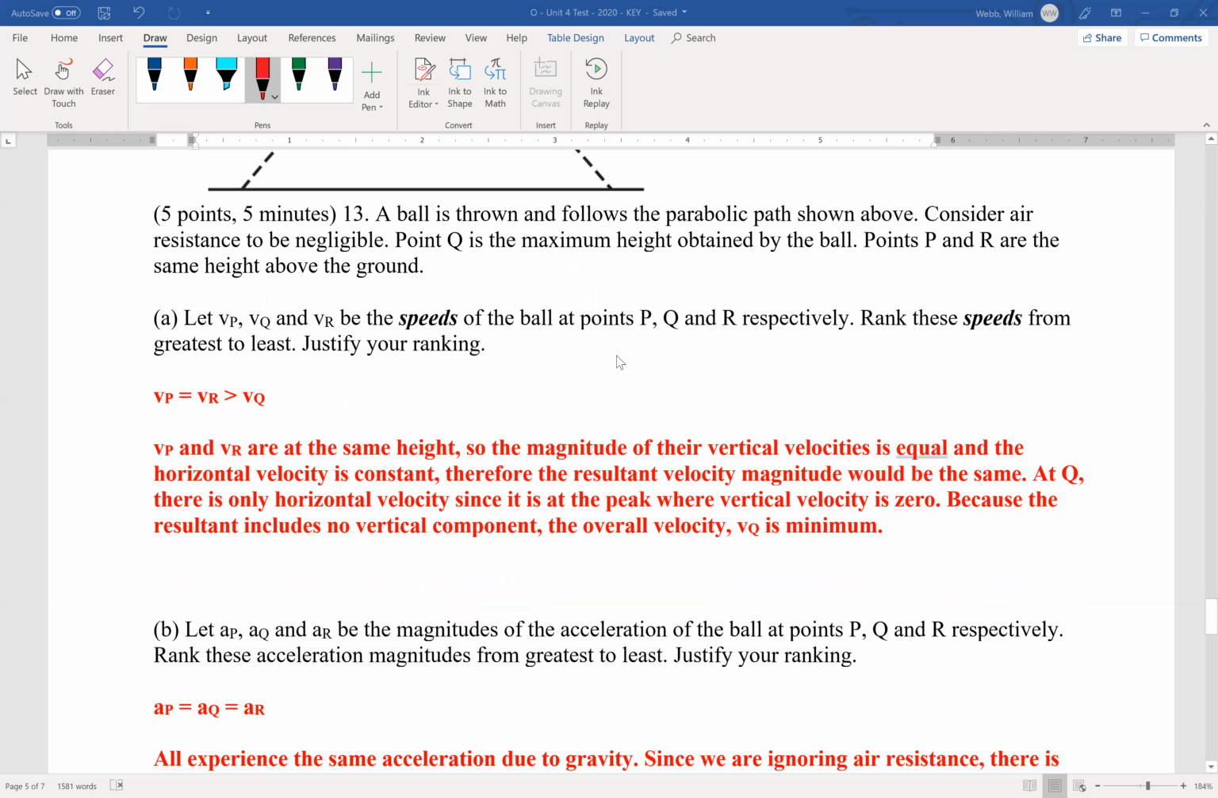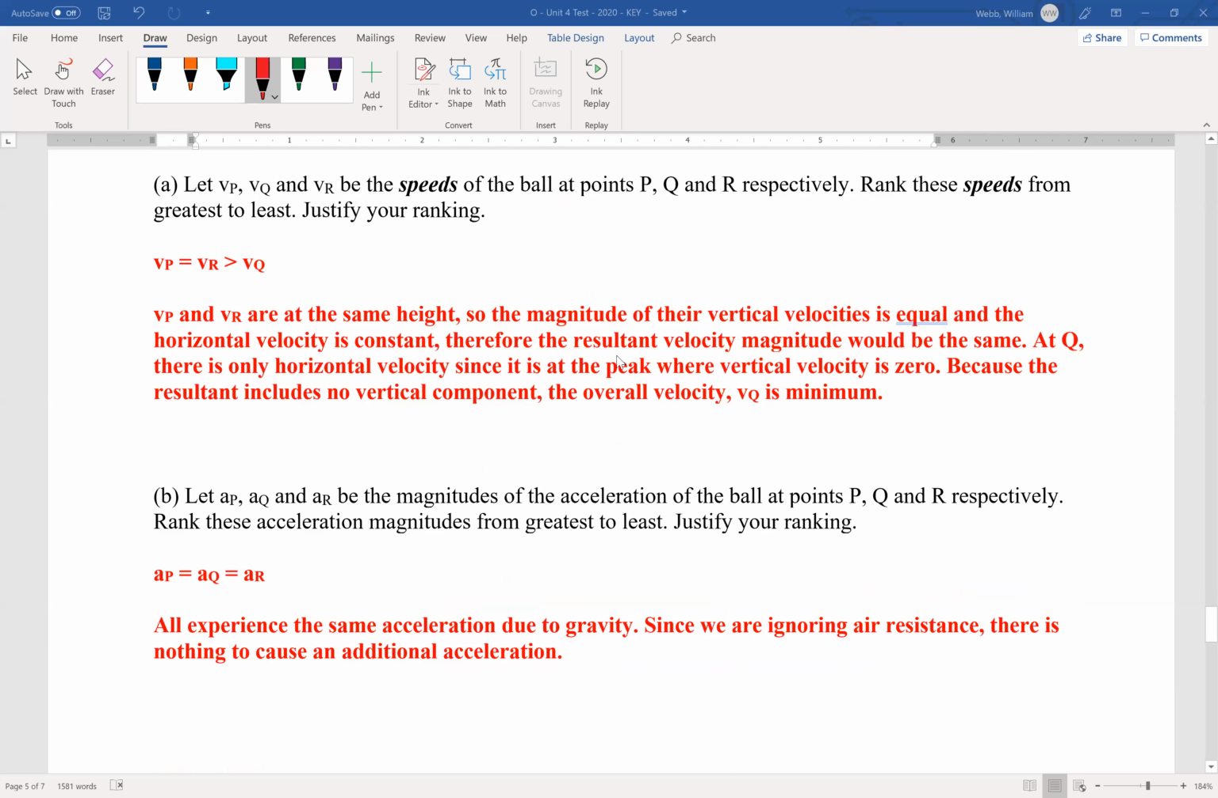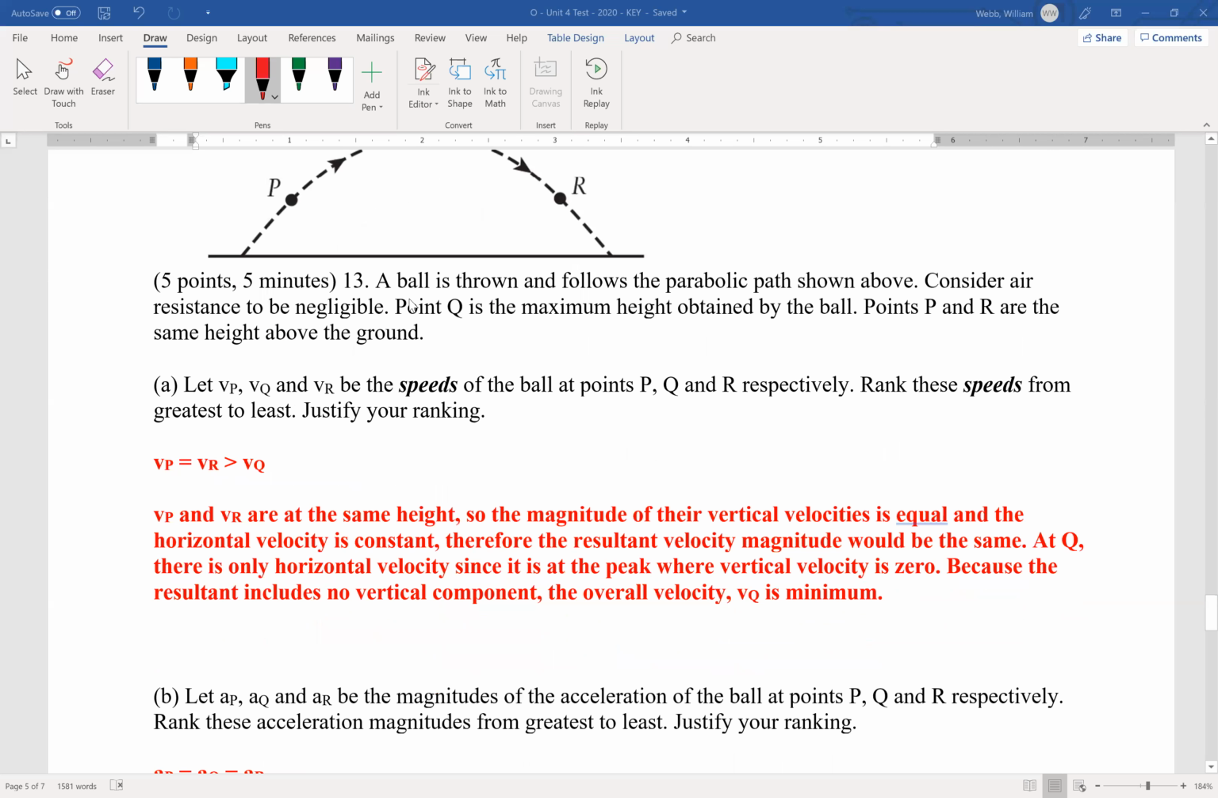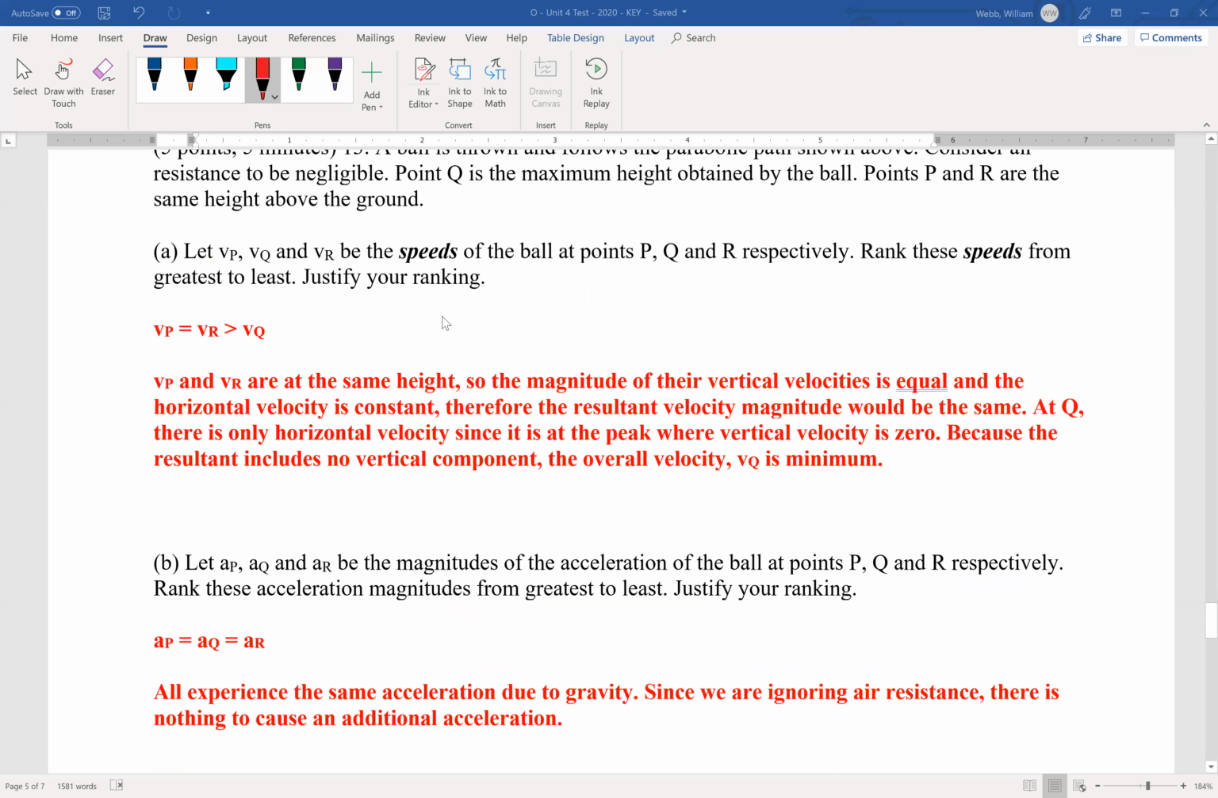All right. And then part B, let AP, AQ, and AR be the magnitudes of acceleration at those points. Rank the accelerations. Well, in the beginning, it said that air resistance is negligible. So the only thing causing acceleration is gravity. And since gravity would affect the ball equally at any point, we know that their accelerations would all be equal, because it's just due to gravity.